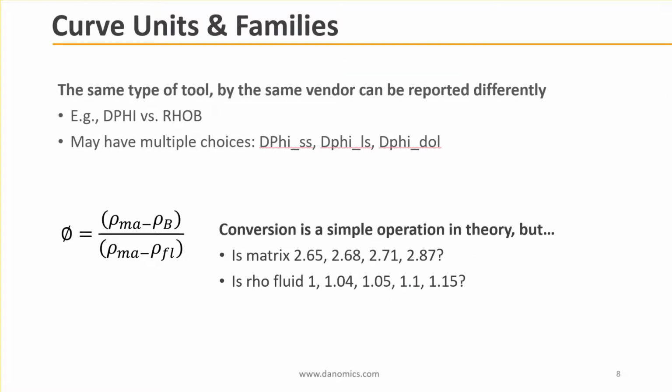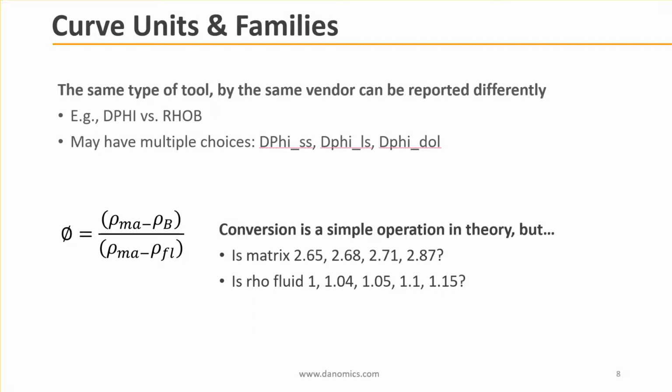With respect to curve units and families, what I mean by this is there are the same tools, the same measurement, but they're just reported differently. For example, there's a difference between the density porosity and the bulk density. Obviously it's the same tool, however these are different. One is in decimal or percent, and the other is in grams per centimeter cubed or kilograms per meter cubed. And often there can be multiple choices here. You could have a DPHI for sandstone, a DPHI for limestone, a DPHI for dolomite.